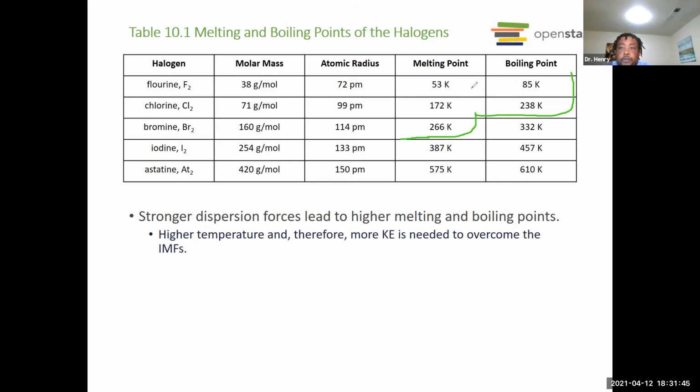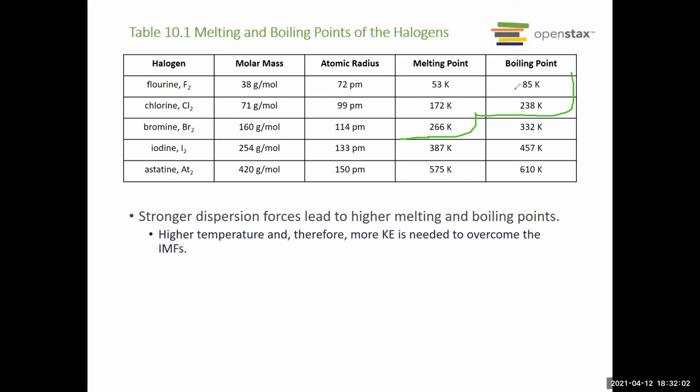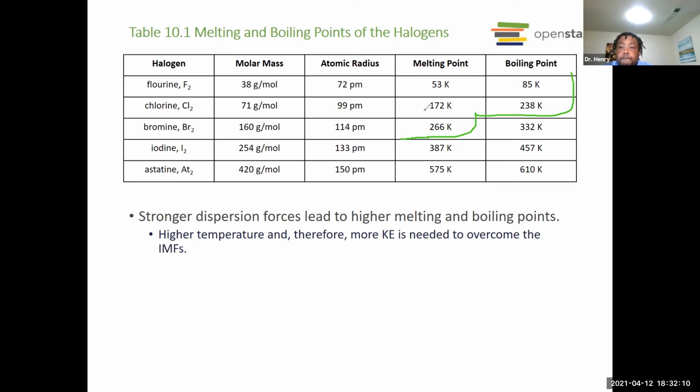So if it's at room temperature, what would happen? Would it be a liquid, solid, or gas? If it's at room temperature, wouldn't it be a gas? Yes, it would be a gas. So we know that fluorine would definitely be a gas. What about chlorine? Also a gas. What about bromine? A dangerous gas, yes.